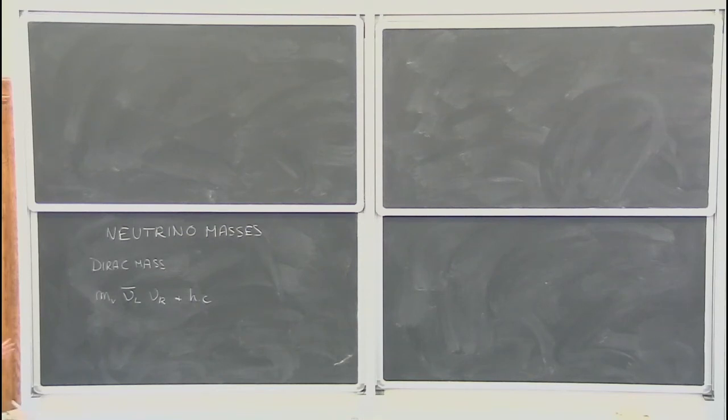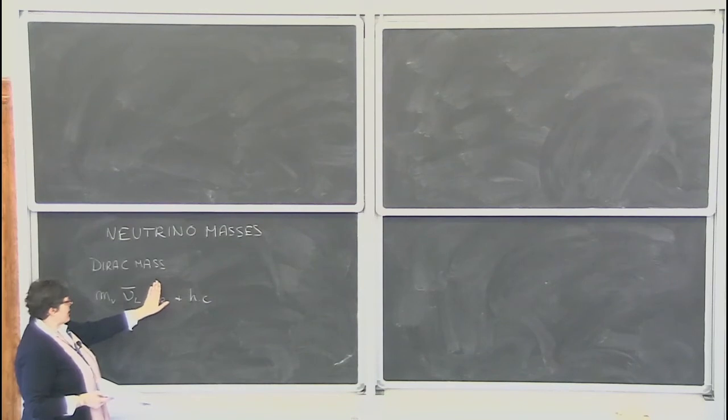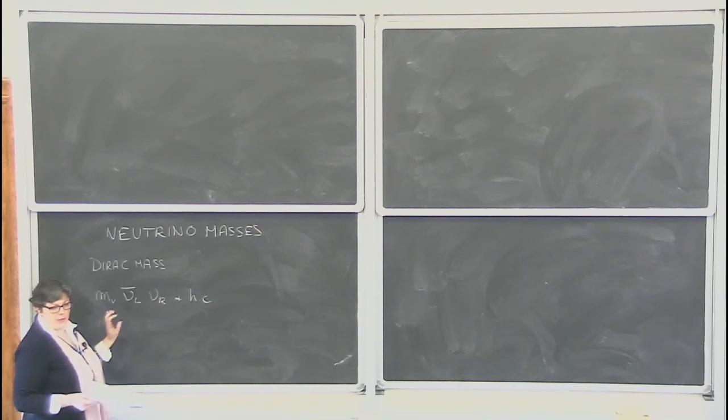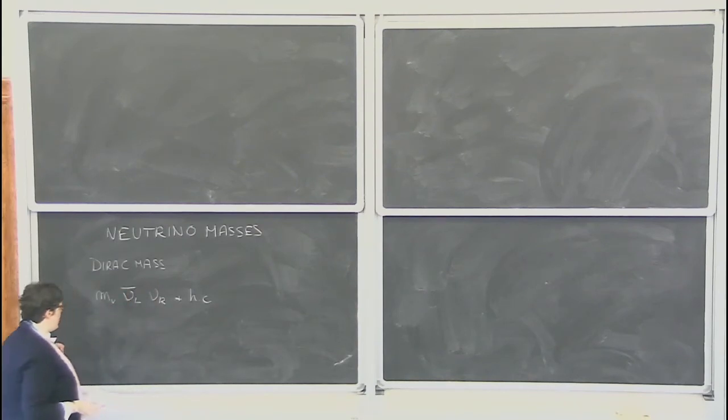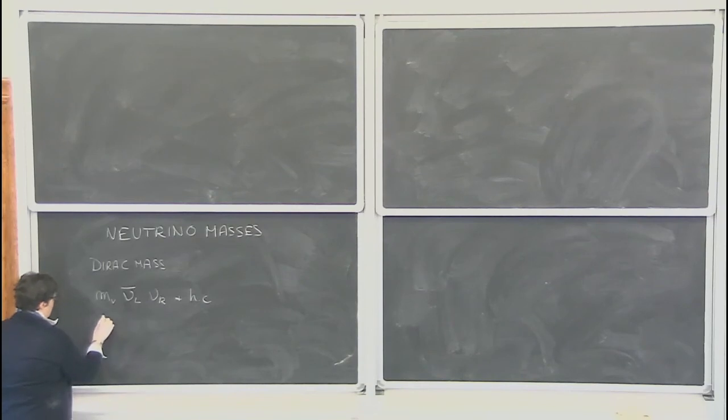So just as a comment now, and we'll go into more detail about that tomorrow, in the standard model you don't introduce right-handed neutrinos because we have not seen them. So this is already kind of a departure from the standard model because we are introducing right-handed fields. An interesting property of this mass is that it conserves lepton number.